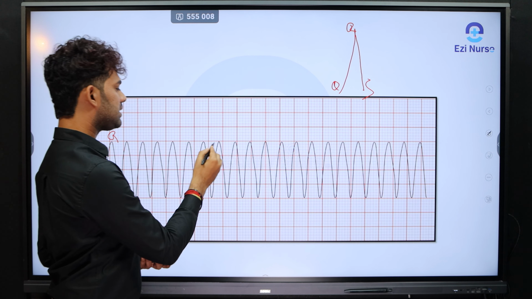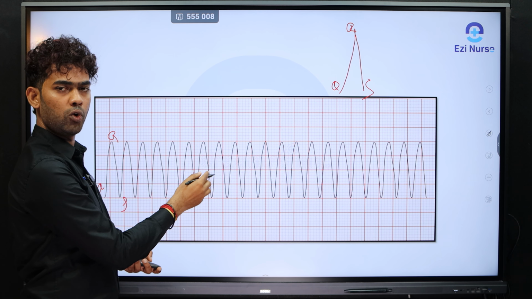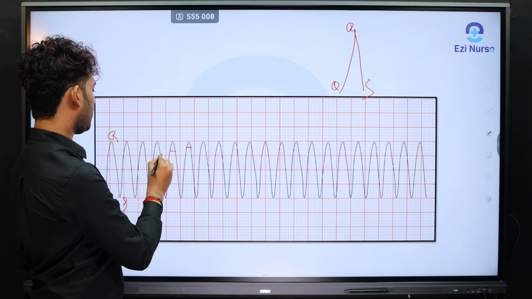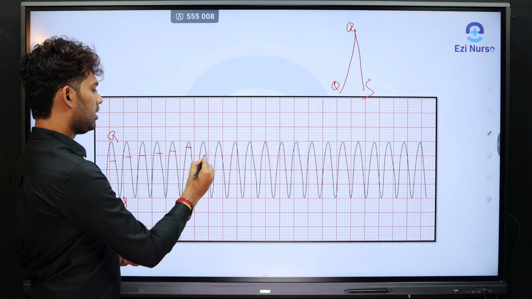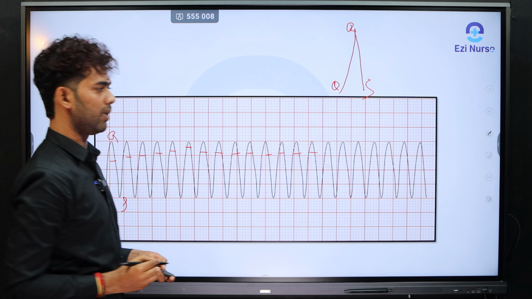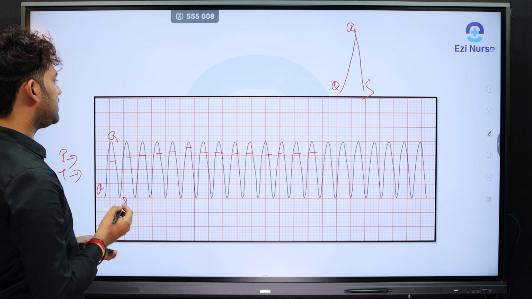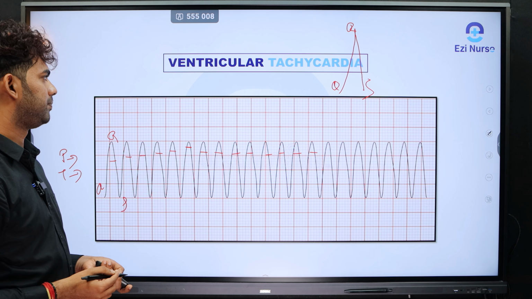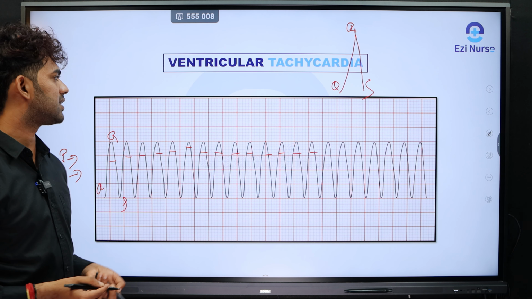So here the shape is not the tall peak shaped one. So this would be a wide QRS complex. Okay. See the shape, the wide QRS complex. So then we can call this condition pulseless ventricular tachycardia. Okay, so we can go with the next rhythm.